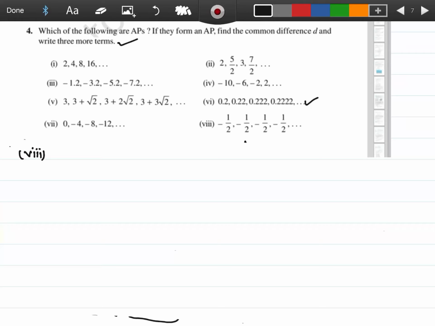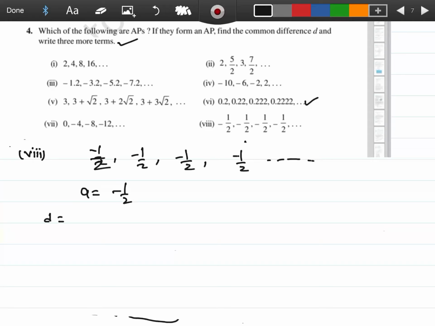Eighth problem. -1/2, -1/2, -1/2, -1/2 and so on. This is the progression. We have to check whether it is an AP or not. So clearly we can say A is equal to -1/2.